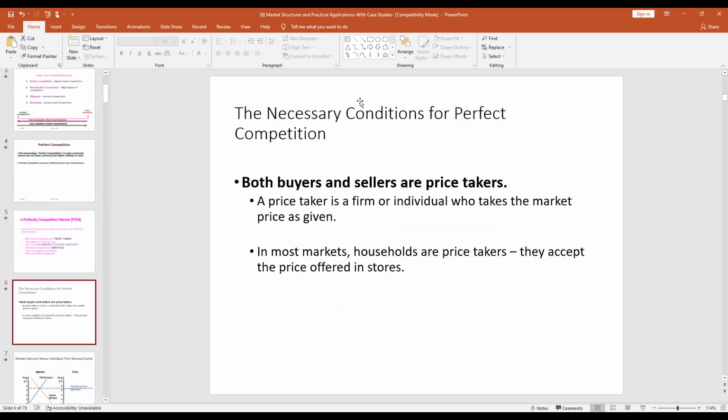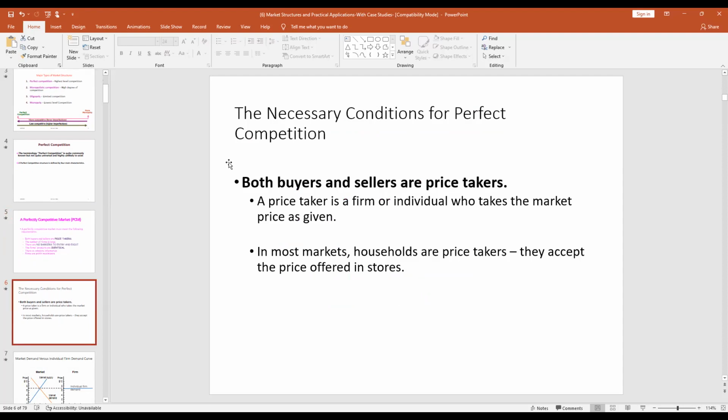When you look at it, buyers and sellers are price takers. The price is given in the market. Buyers buy the amount of product they want to consume at the given price, and sellers must sell their product at the given price. So no one seller or buyer can change the price. The market gives the price to both sellers and buyers.